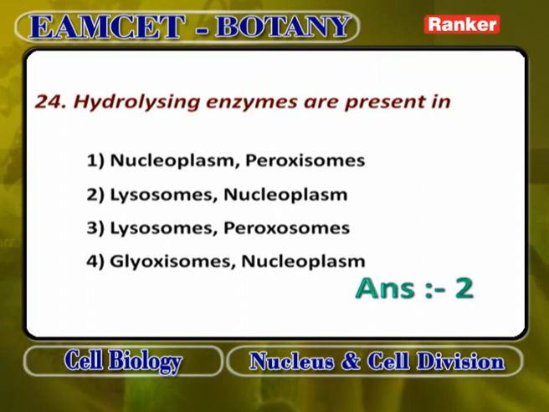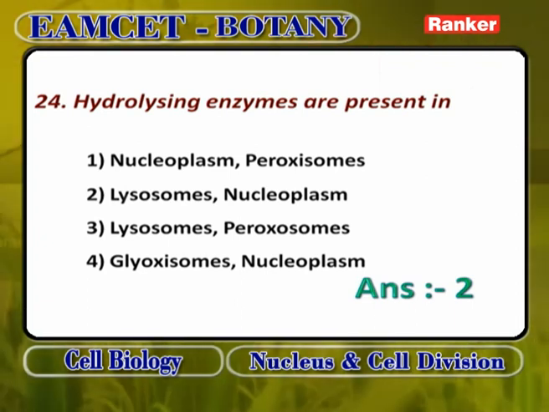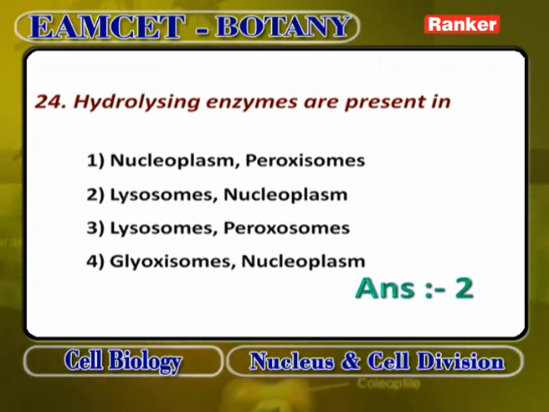Hydrolytic enzymes are present in. Hydrolytic enzymes means the enzymes which are very active in the presence of water. They are present in lysosomes and nucleoplasm. Nucleoplasm is the site with proteolytic enzymes, hydrolytic enzymes, ribonucleoproteins and many components, and lysosomes definitely possess hydrolytic and phospholytic enzymes. So, lysosomes and nucleoplasm. Peroxisomes contain peroxidase and catalase. Lysosomes and peroxisome is wrong. Glyoxysome is wrong. Glyoxysome contains the enzyme which helps in glyoxylate cycle, that is conversion of fats into carbohydrates. So, answer is 2.